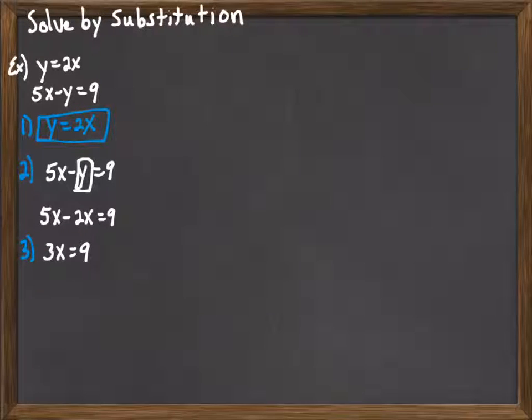In this case it's fairly straightforward. 5x minus 2x is equal to 3x. We get 3x equals 9. Divide both sides by 3 and we find out x is equal to 3.